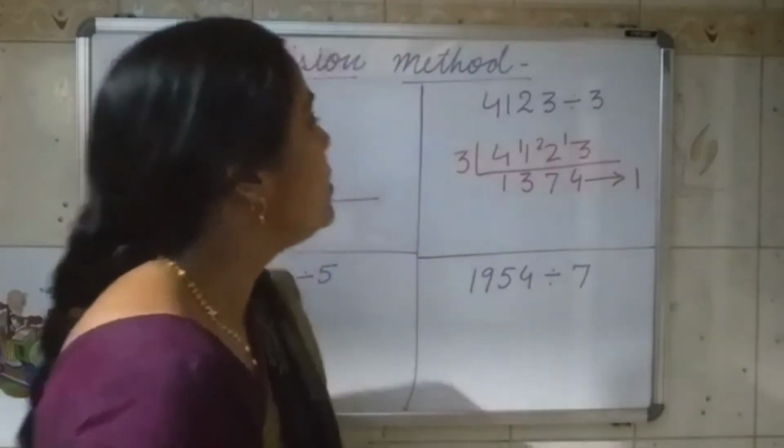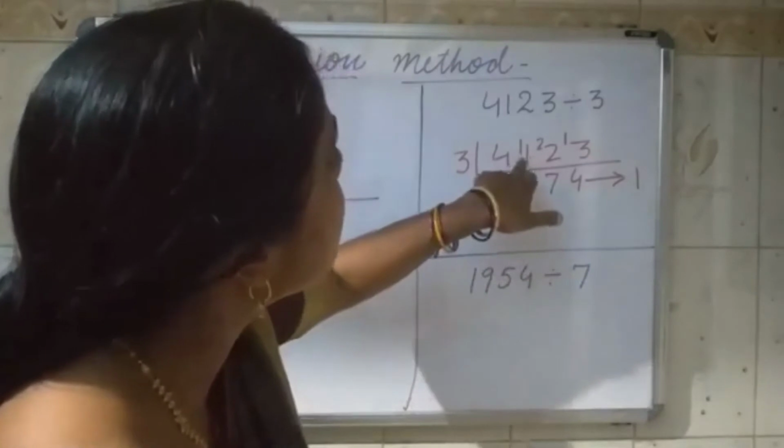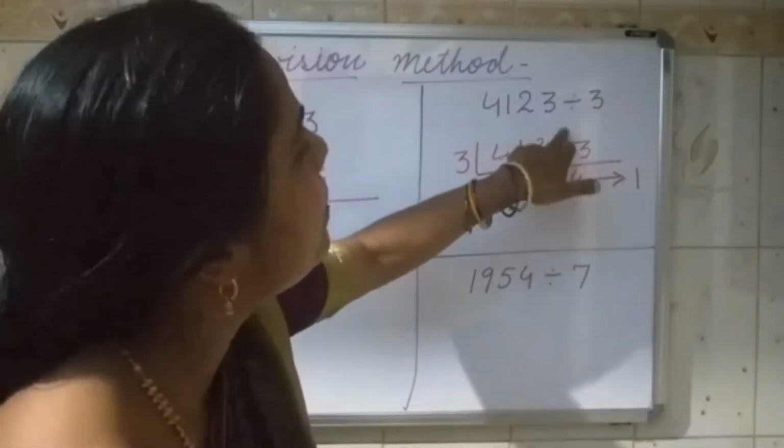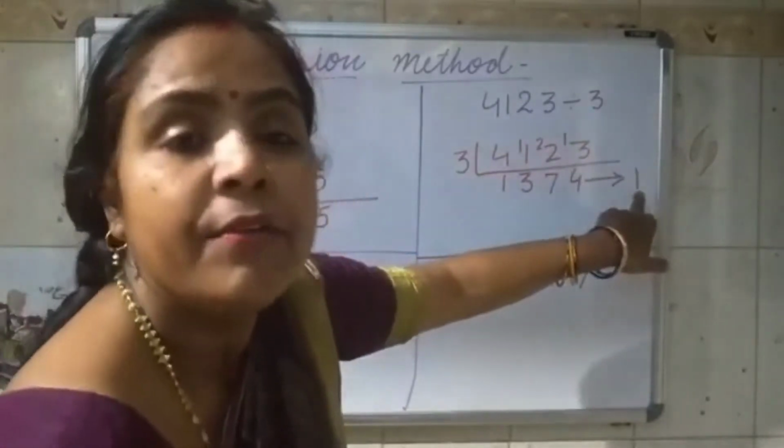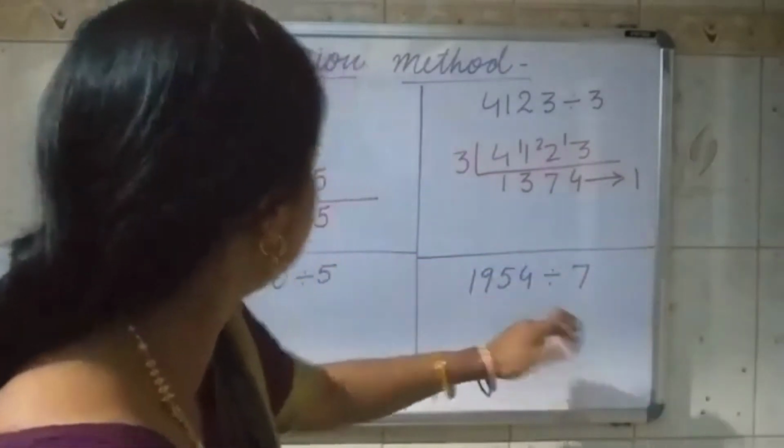Clear to you? So till now whatever the remainder, we were writing above the number. You can see here above the number. But for the last one there is no number left. So where will we write the remainder? We will write it down near. So now solve these 2 questions on your own.